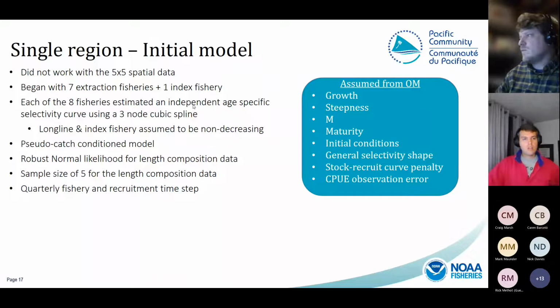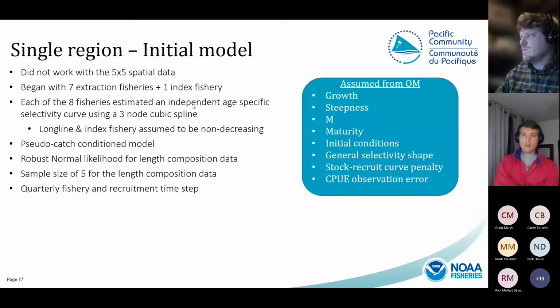We also started off with the go-to length composition likelihood in MFCL, which was a robust normal, and we used the data set that had an effective sample size, or an input sample size, of 5 for the length composition data set. We also had a quarterly fishery and recruitment time step. And so on the right, you see all the components of the model that we assumed at values that were specified in the OM documentation.